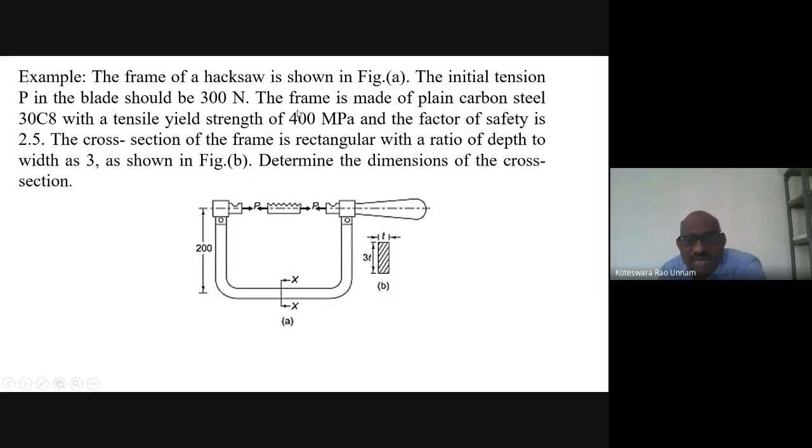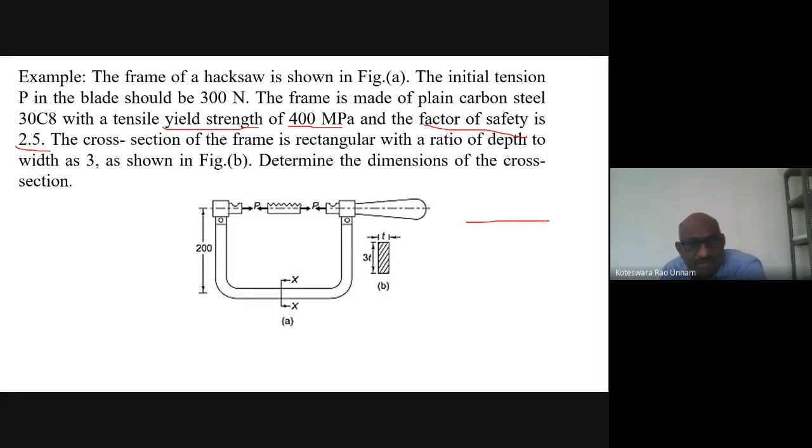Has he given the allowable stress? No, he has not given the allowable stress directly, but he has given it indirectly. He has given the tensile yield strength, which is 400 MPa, and the factor of safety is also given here, 2.5. Once you know the yield strength and factor of safety, your allowable stress is nothing but yield strength divided by factor of safety. That is 400 divided by 2.5. That is the allowable stress.